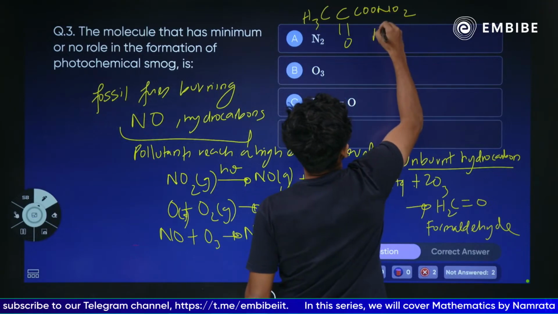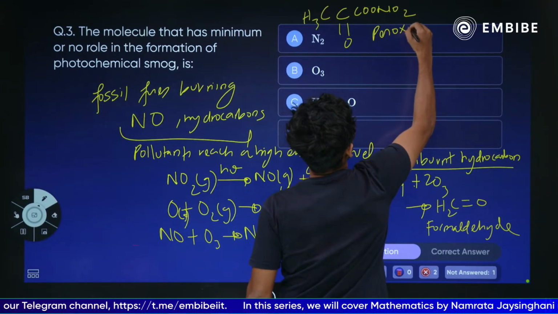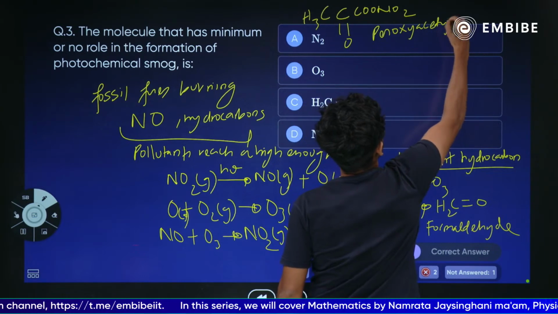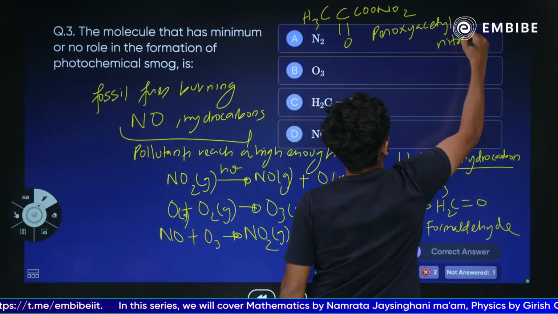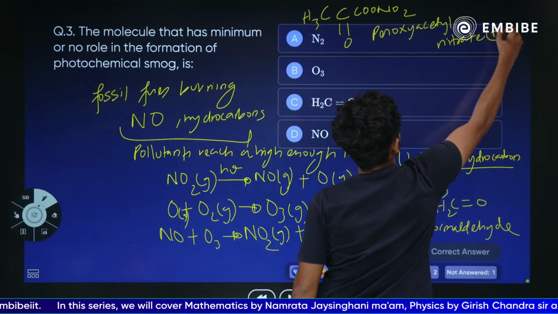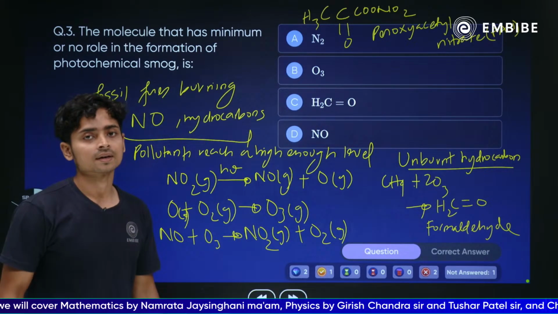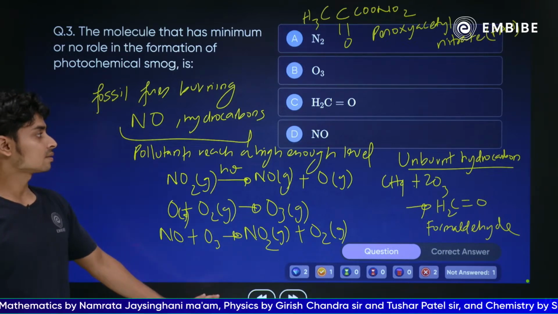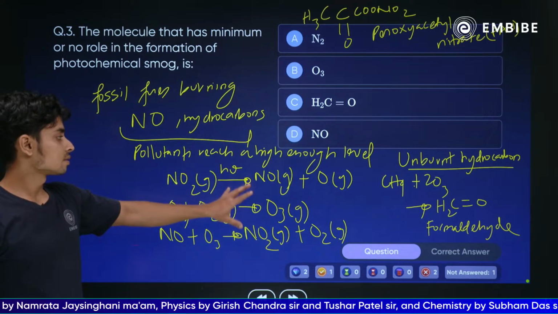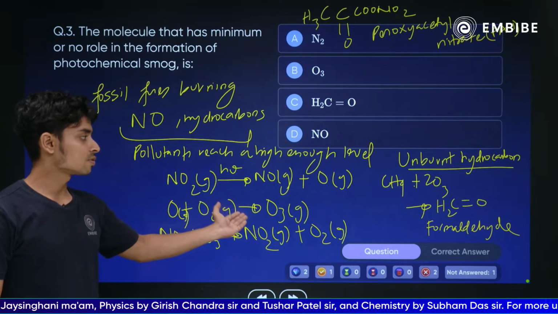This is your peroxyacetyl nitrate, or PAN. This is also one of the substances responsible for your smog. So here the correct answer is option A. All the other options are part of a chain reaction.